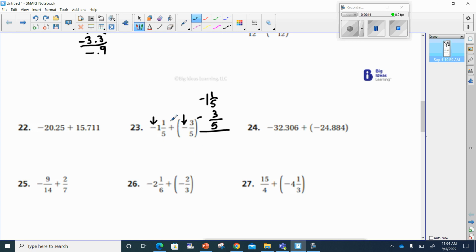Think of it this way. There's a positive and then parentheses with a negative here. And the rule is, whenever there's parentheses, we're multiplying. When we multiply a positive times a negative, we get a negative number. All right, so now we've got 1 plus 3, and that's going to make 4 over 5. And the 1 comes down.